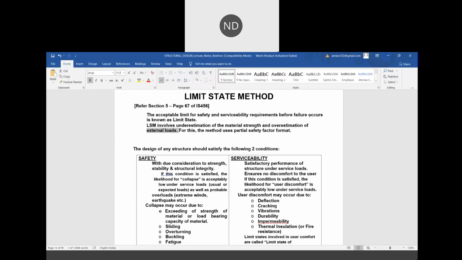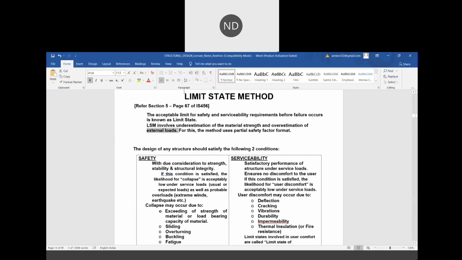So in the limit state method you have to follow basically two things: the material strength is less, and the maximum load. We will consider these two things, that this structure which you are going to make may have this much maximum load, so we will design accordingly. This material is weak, so we can design in this way. The design of any structure should satisfy the following two conditions.